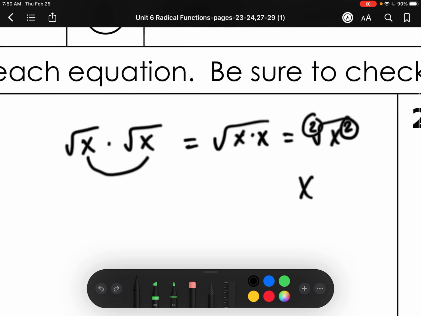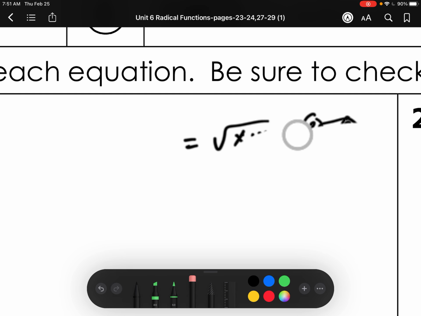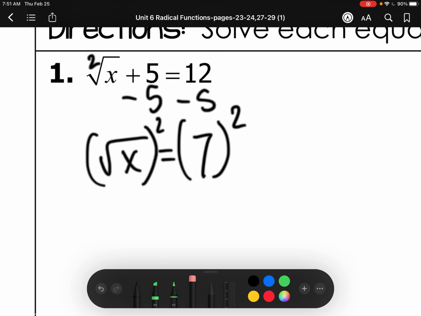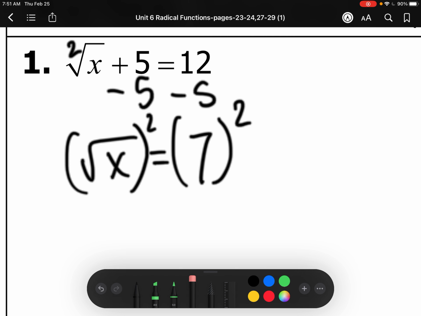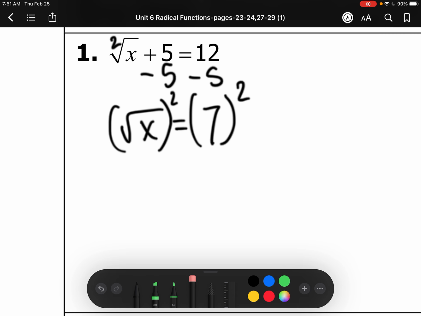So I just wanted to show you guys why that works here, and I'll do it again for a cube root function, but we will continue. So when I raise the square root of x to the power of 2, I get left with just x, right?